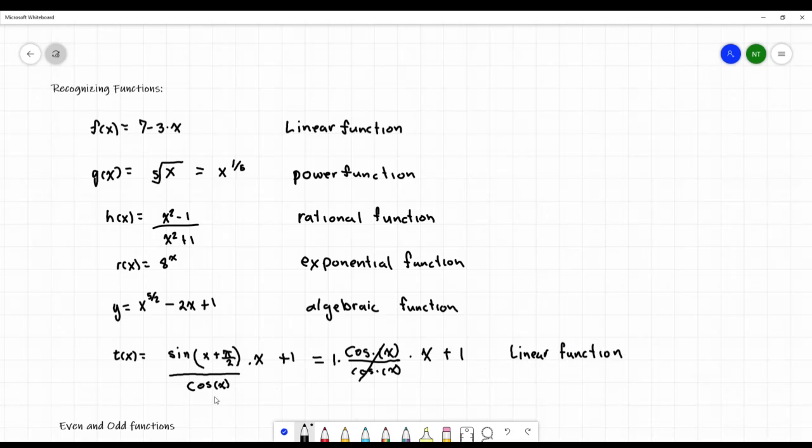Okay guys, so that's my section on recognizing functions. Next, I'm going to move on to even and odd functions.